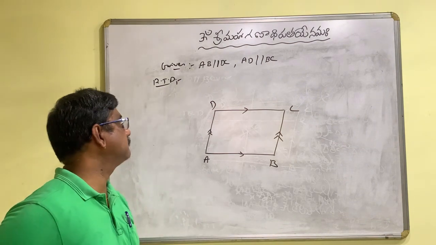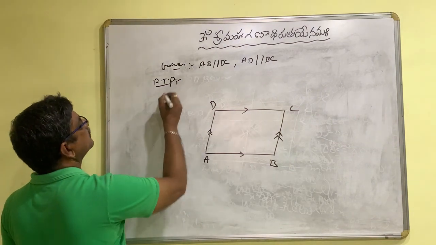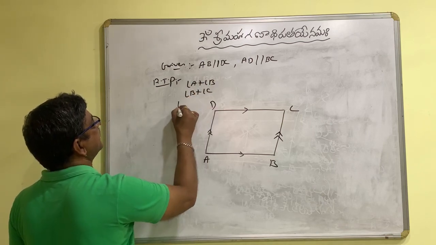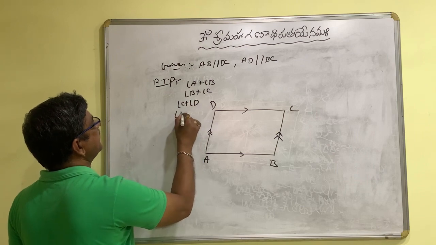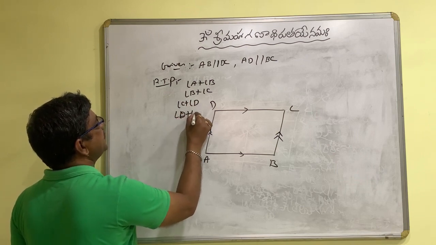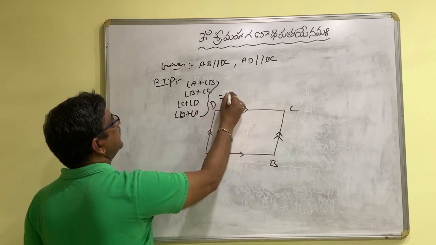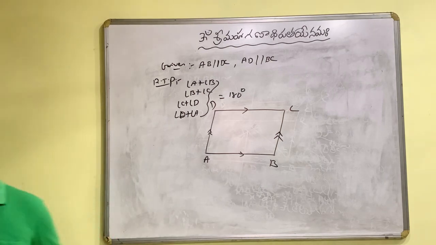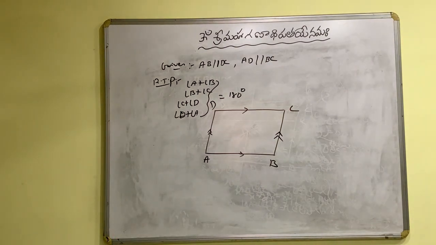ABCD is a parallelogram and required to prove is angle A plus angle B, angle B plus angle C, angle C plus angle D, angle D plus angle A. Sum of any two adjacent angles is 180. This is what we have to prove. Okay na? Is it okay, children? Can you hear me?